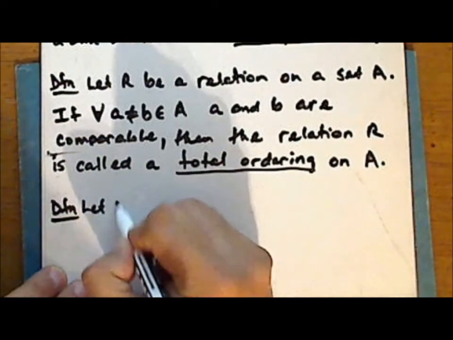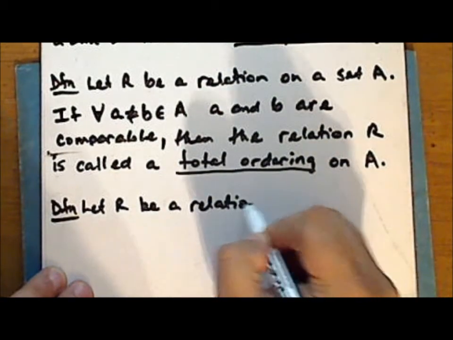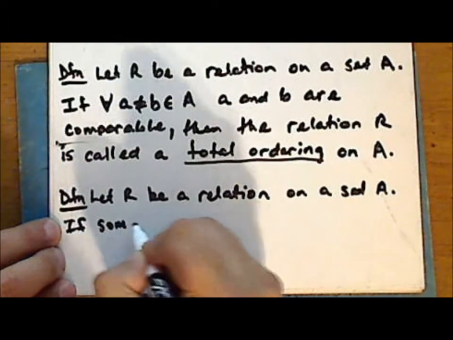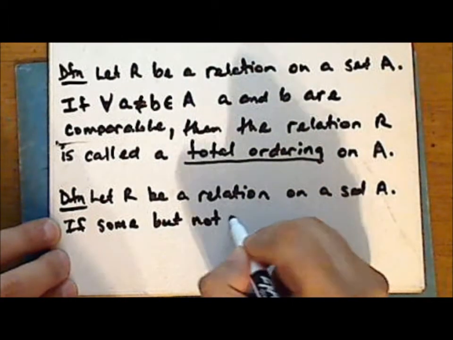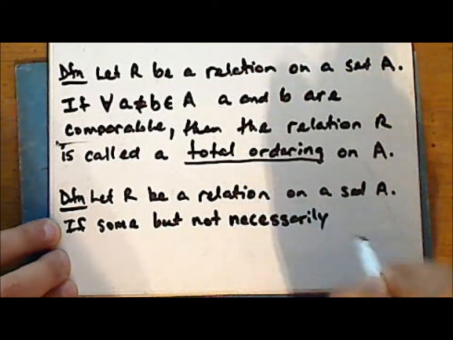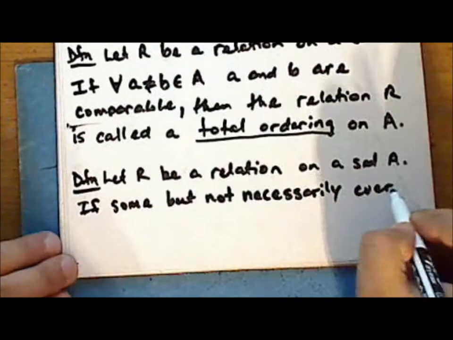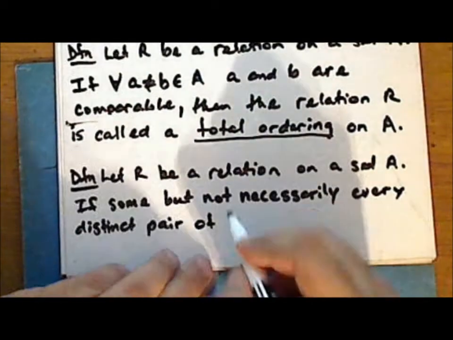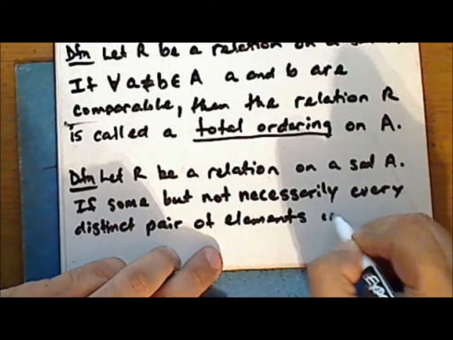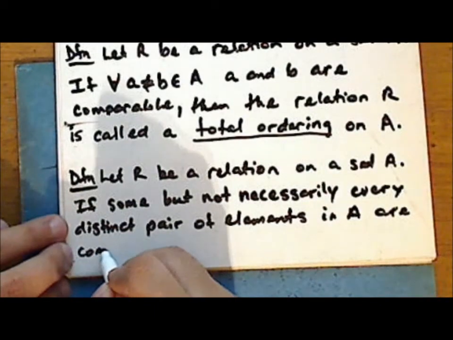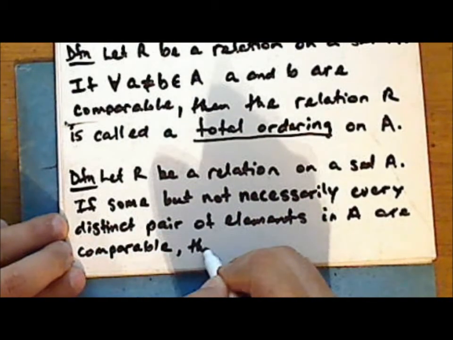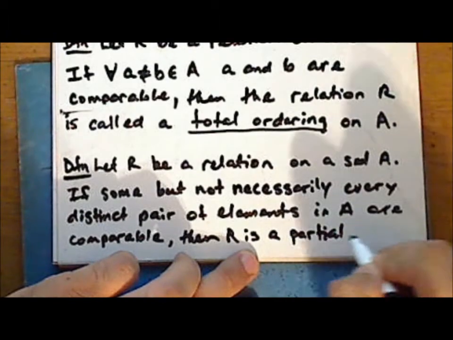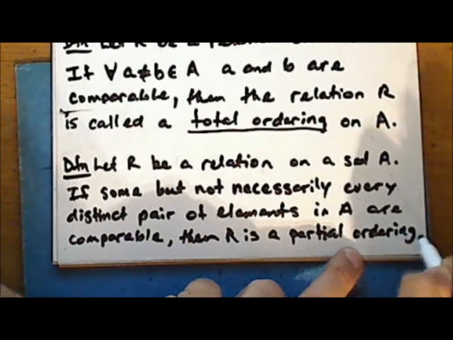So again, let R be a relation on a set A. If some, but not necessarily all, or not necessarily every distinct pair of elements in the set A are comparable, then the relation R is called a partial ordering on the set A.